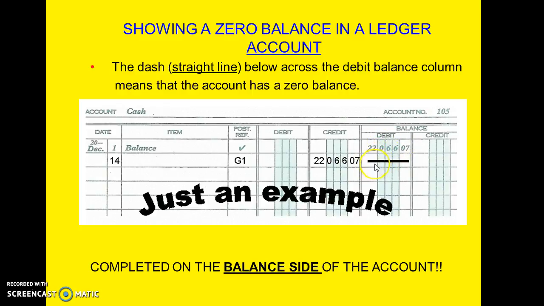If you notice the straight line, the balance is found on the balance side of the account. Nothing goes here in credit. There is no balance on the credit side. Cash is an asset which has a debit balance. So the balance, this line will only go on the balance side of that account. That's really important to remember. All right.